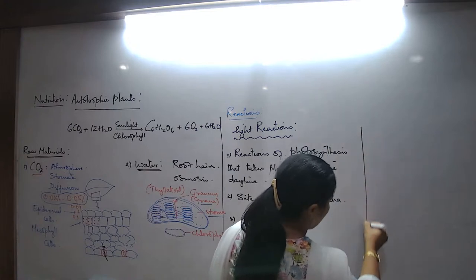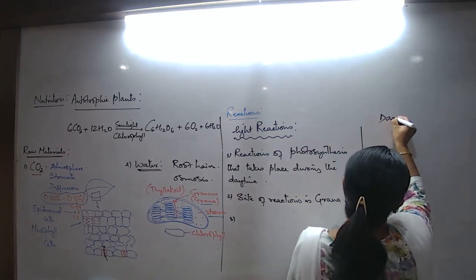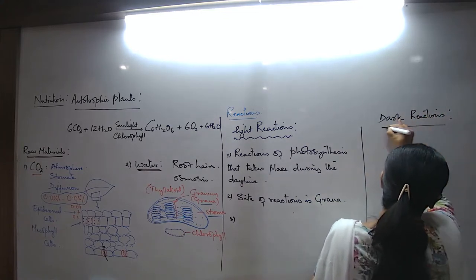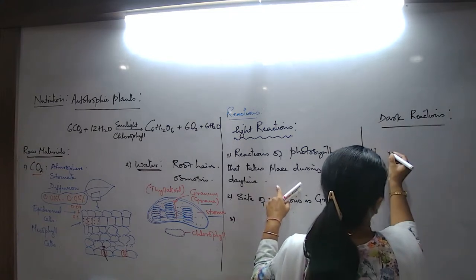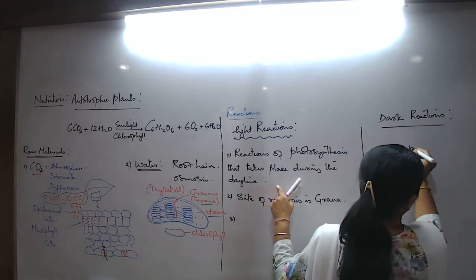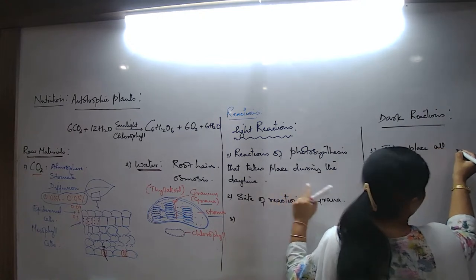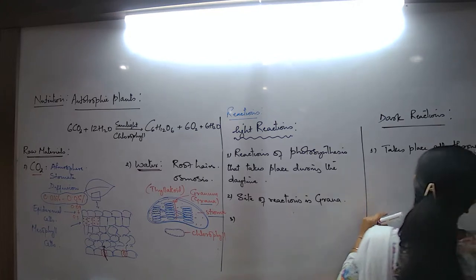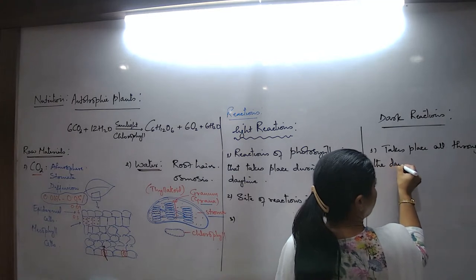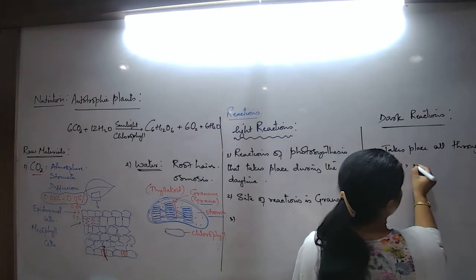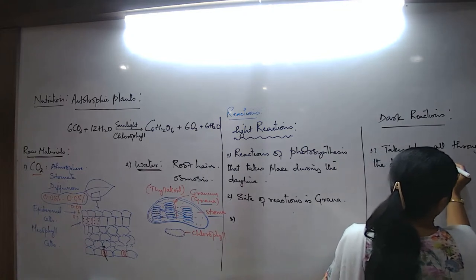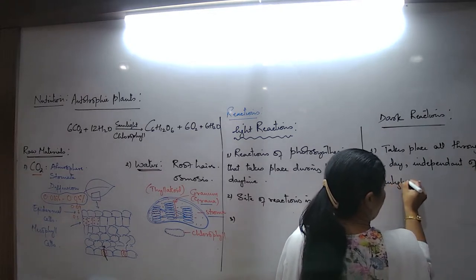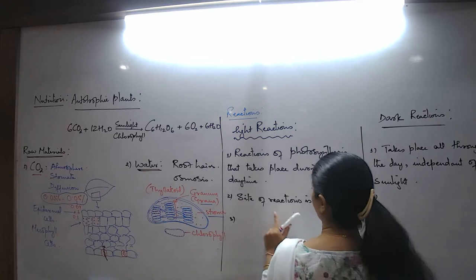Let us write down some differences. Now the other side, dark reactions. Once you know these two points of the light reactions very well, you are able to differentiate here. Then what should we write for the first point? These reactions take place all throughout the day, not only in the night. They can happen during the daytime also, the nighttime also, and are independent of sunlight.